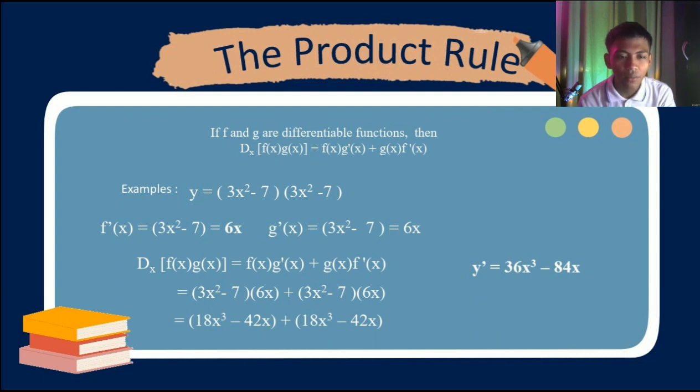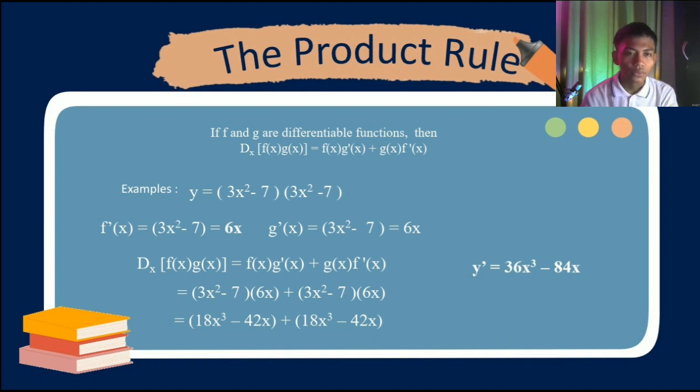And now let's combine. 3x squared times 6x is equal to 18x cubed. 6x times 7 is equal to 42x, plus 3x squared times 6x is equal to 18x cubed. 6x minus 6x times 7 is equal to 42x. That's why it became 36x cubed minus 84x.